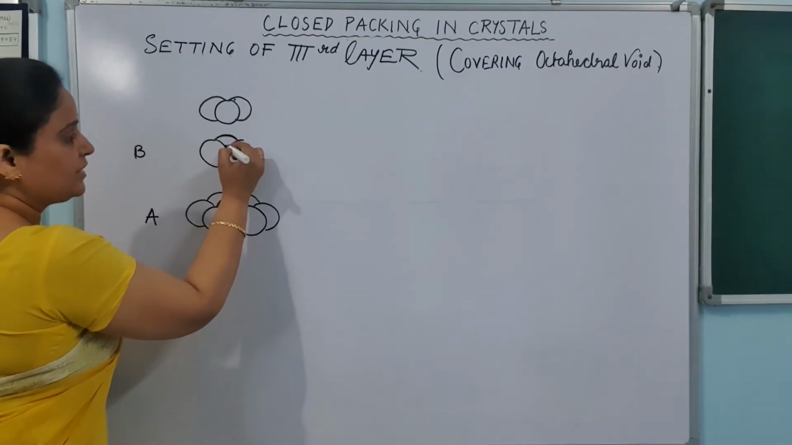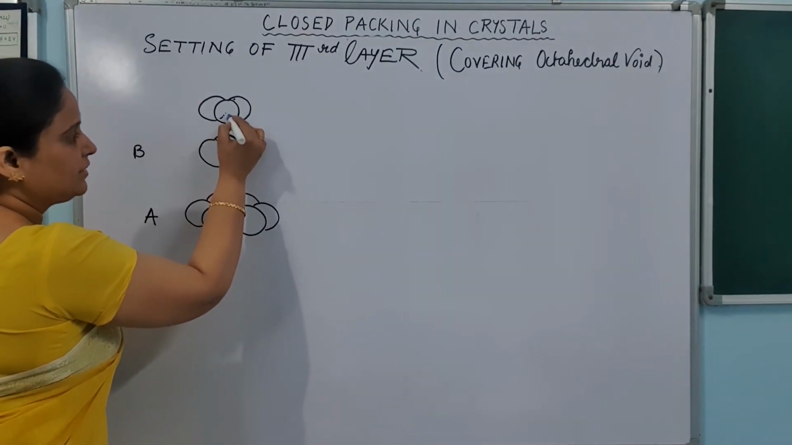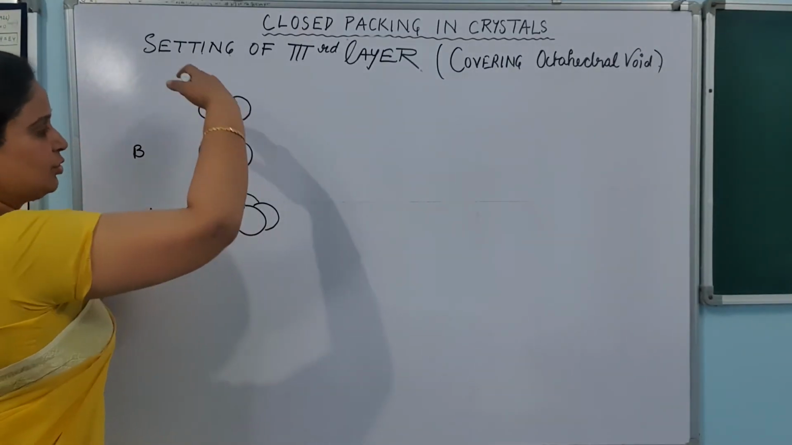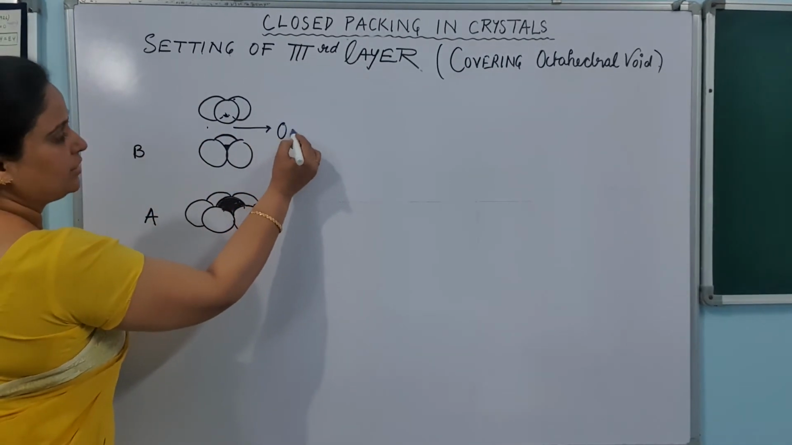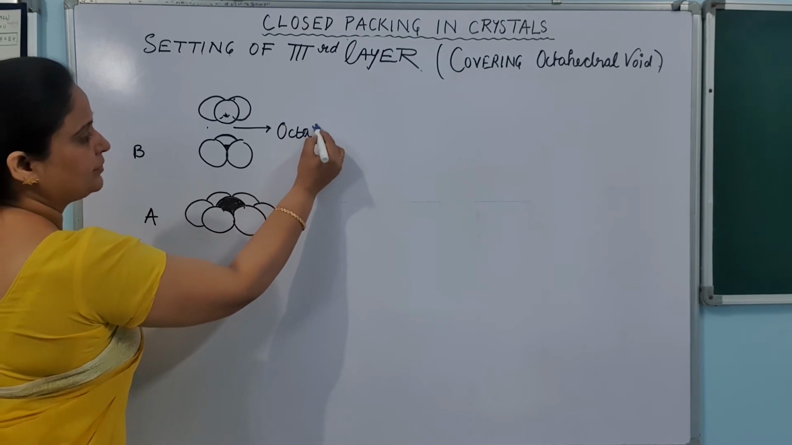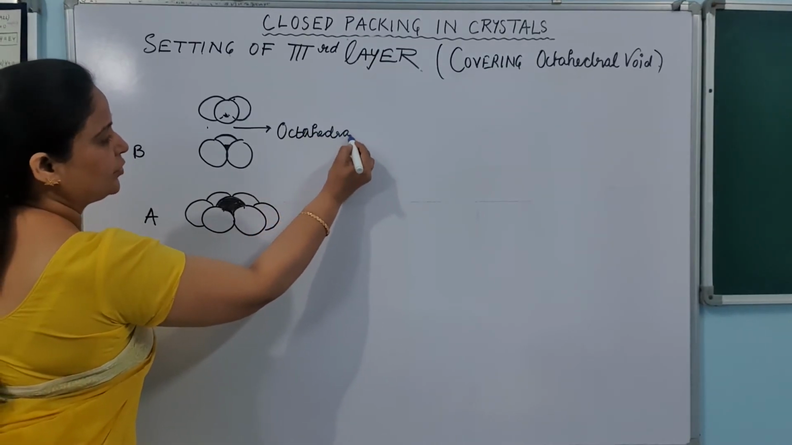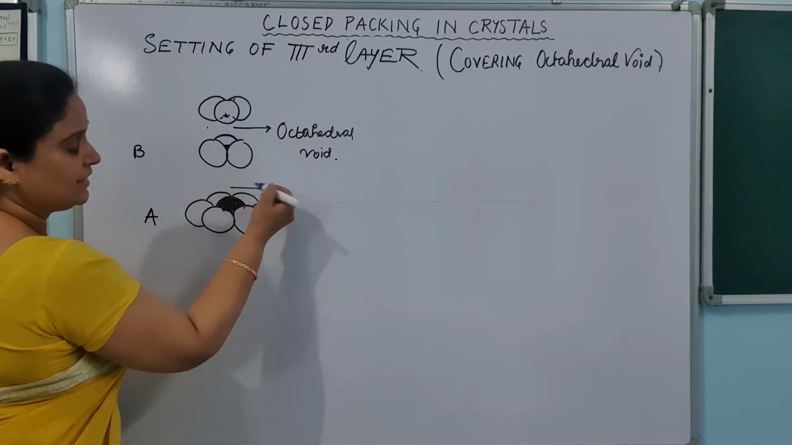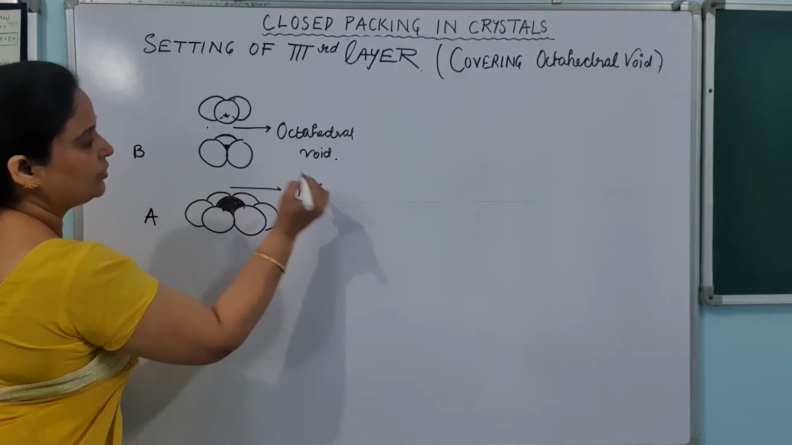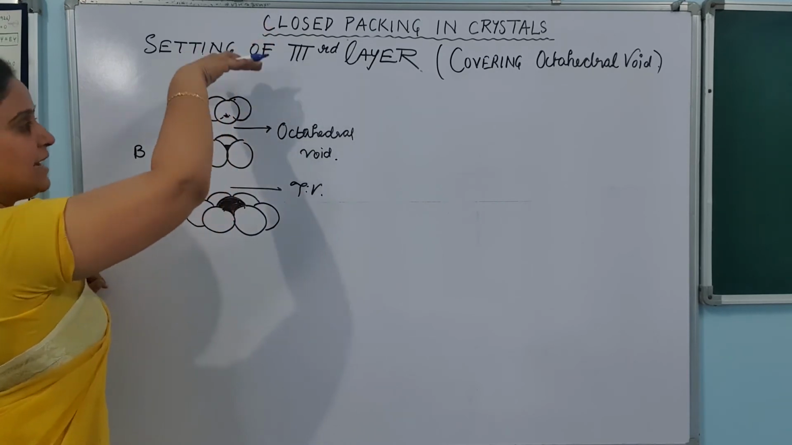So the groove between these two, the groove between here, there will be a groove now. The groove will lie over groove, and this will create what? Octahedral void. Isn't it? This is creating what? Tetrahedral void.